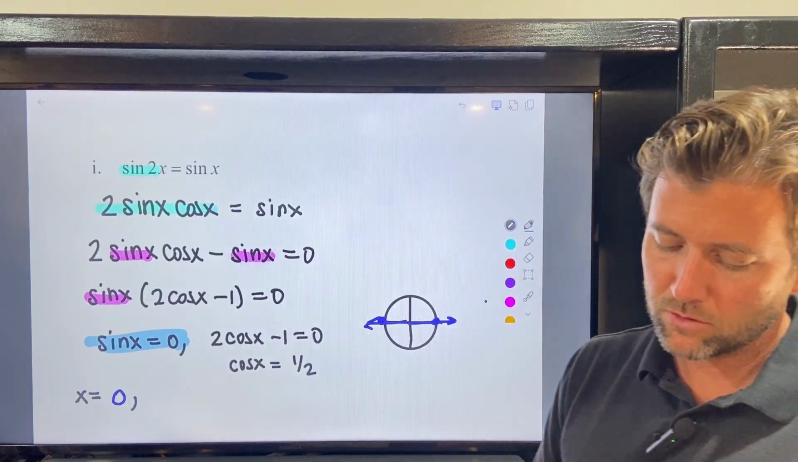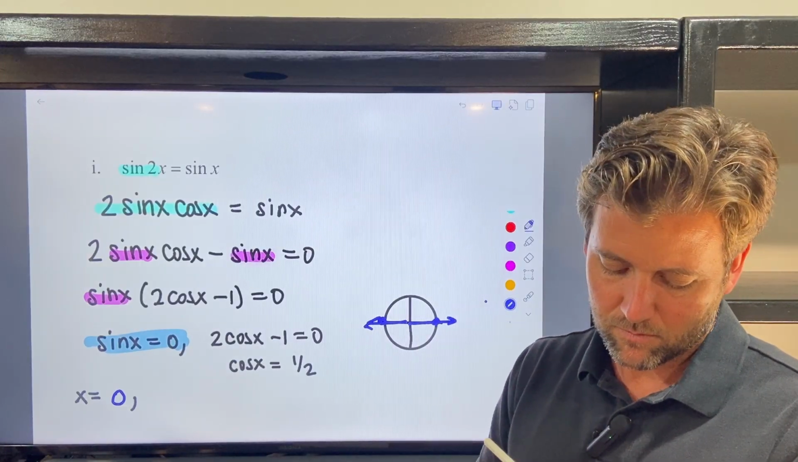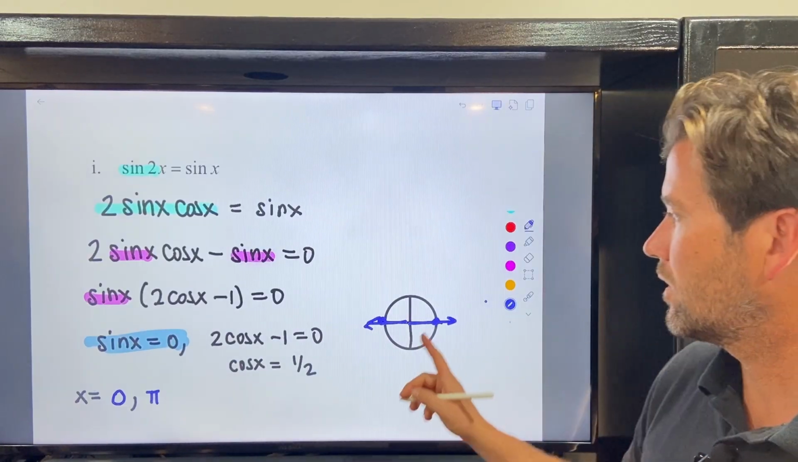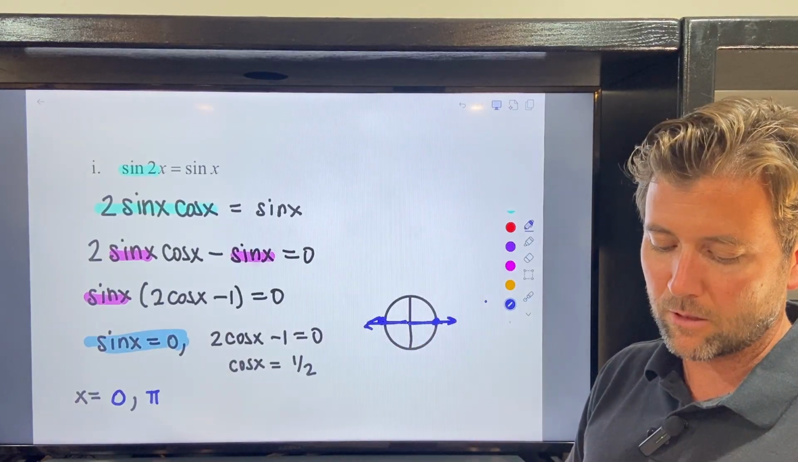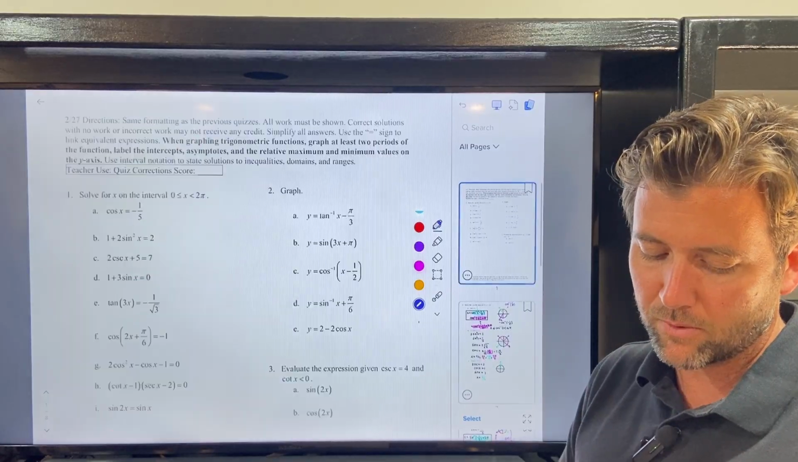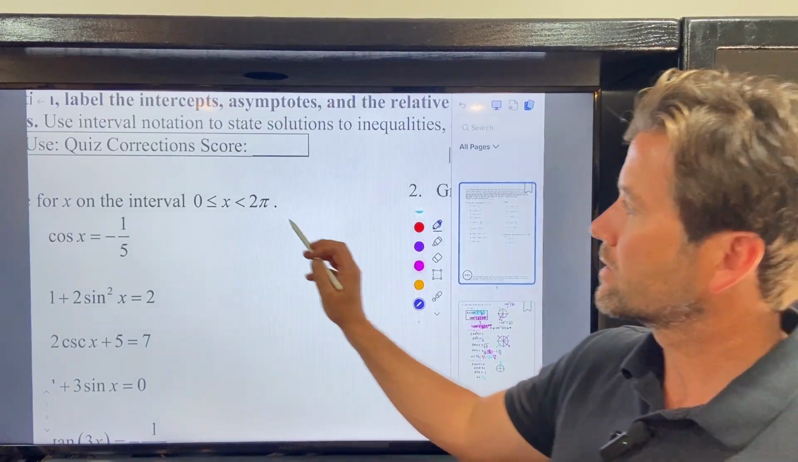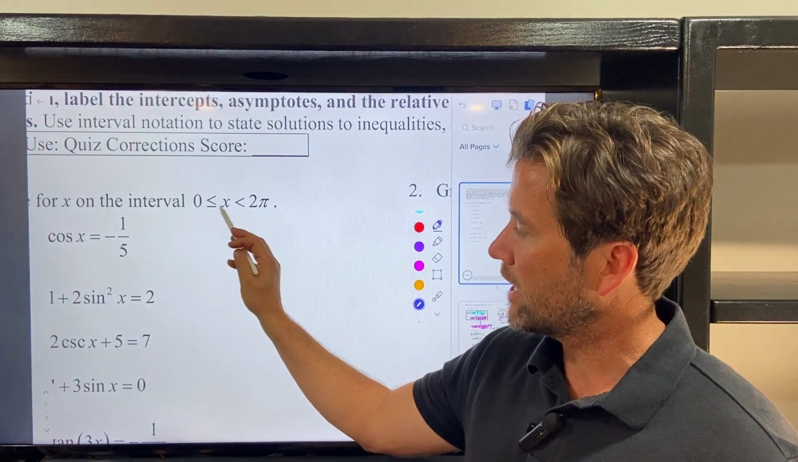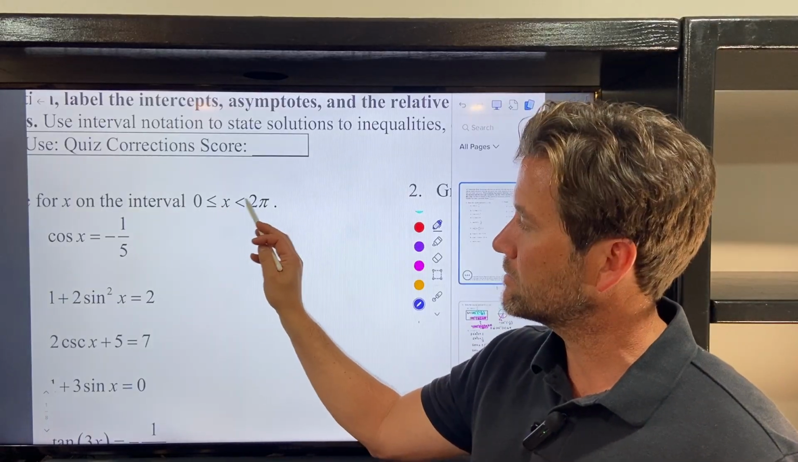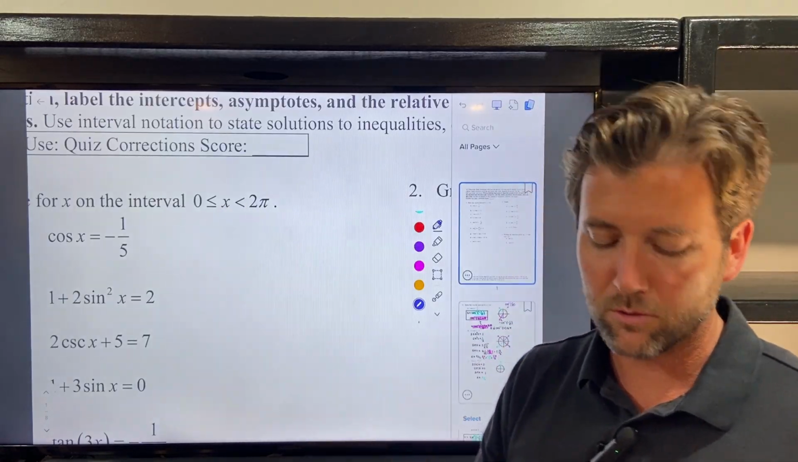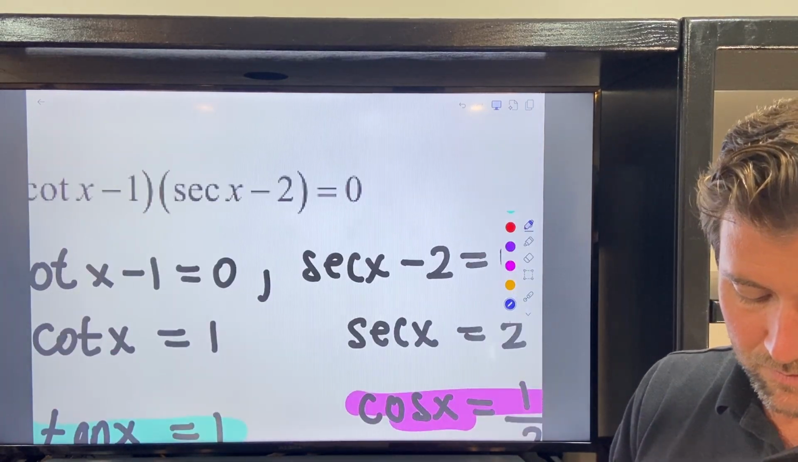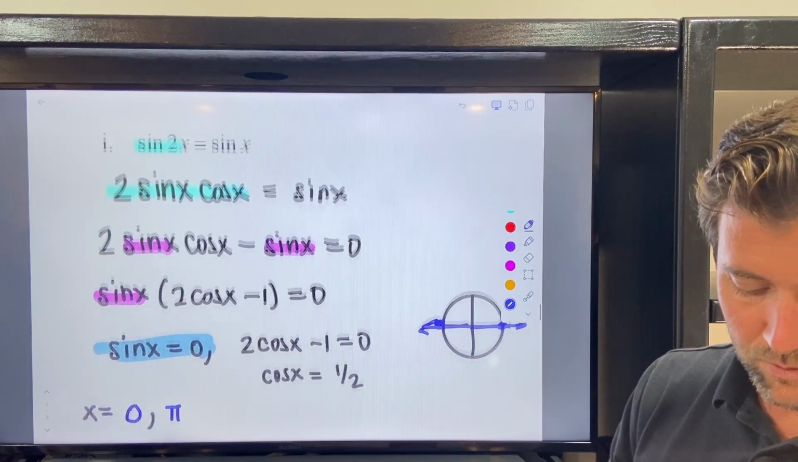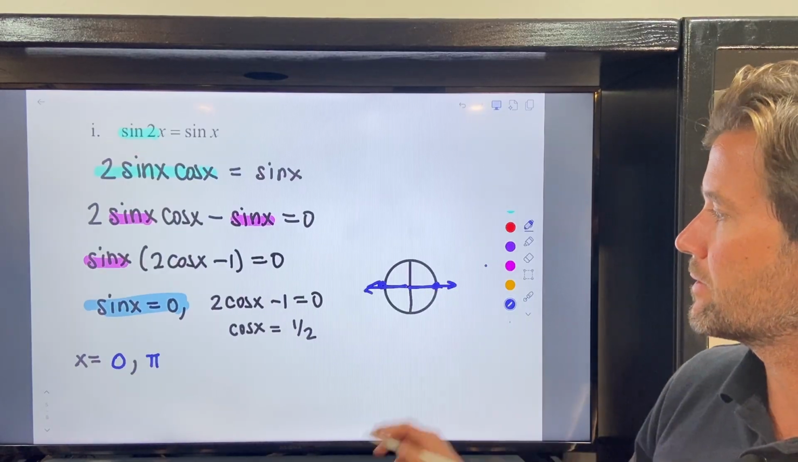Pi is one of the solutions. Now, if I go around here, that's 2 pi, but remember in the directions, I'll go back up, just in case you just started watching the video here, it says that we can include x can equal 0, but x has to be less than 2 pi, so we won't include 2 pi. So for this problem here, we will not include 2 pi, we'll stop there.